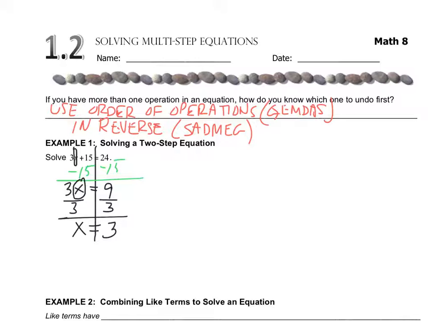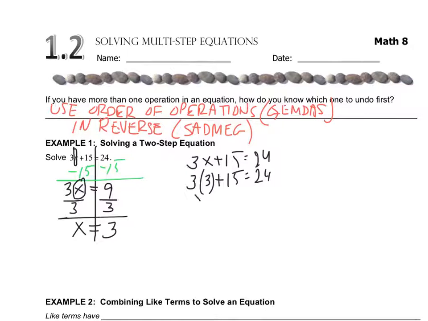Now again, to check this, you can plug in your numbers. So 3x plus 15 equals 24. If I think the answer is 3, I plug it in for the x. And now, we don't want to confuse this, so now I'm going to use my regular GEMDAS. So when we were doing our solving of the equation, anytime I have a variable in here, that's when we use SADMEG. But over here, I have all numbers. There's no variables once I've plugged in the x equals 3 from what we think the answer is. Once I plug that in, I'm using regular GEMDAS.